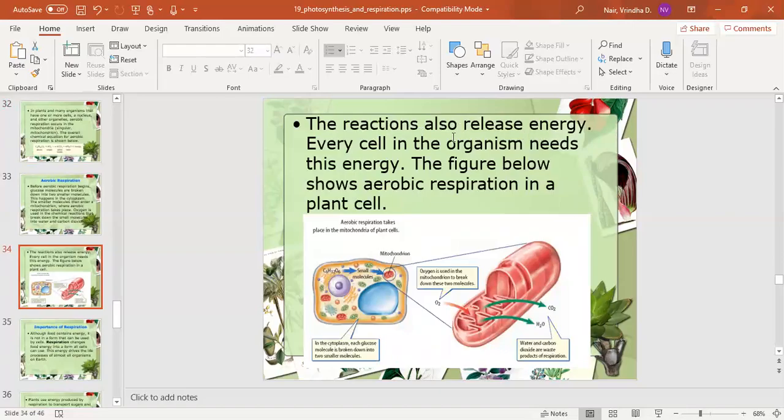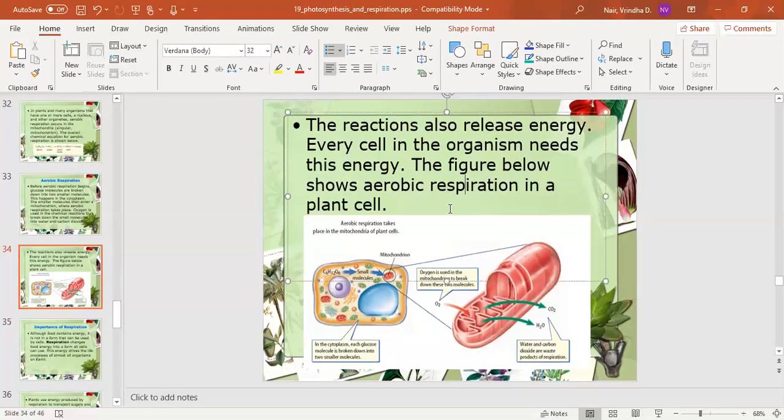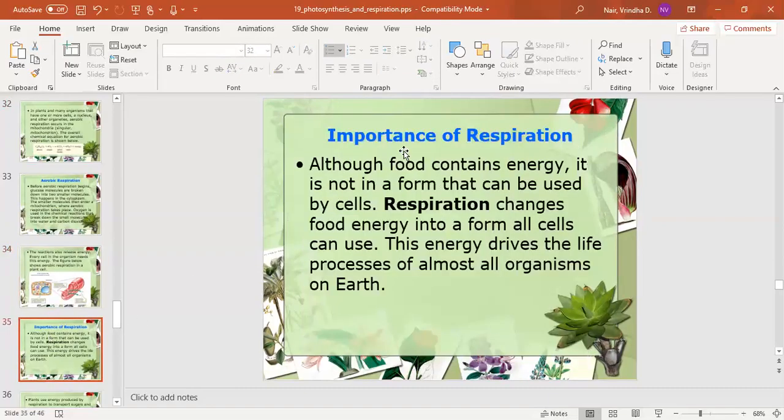The reactions also release energy. Every cell in the organism needs this energy. The figure below shows aerobic respiration in the plant cells. So here, importance of respiration. Although food contains energy, it is not in the form that can be used. Respiration changes food energy into the form that the cell needs to use. This energy drives the life processes of almost all organisms on Earth.